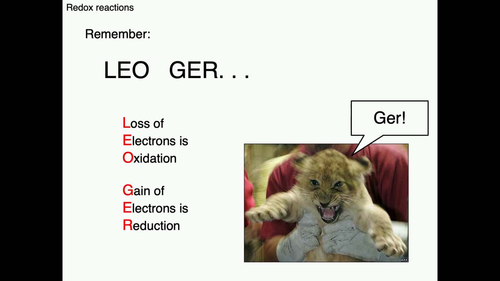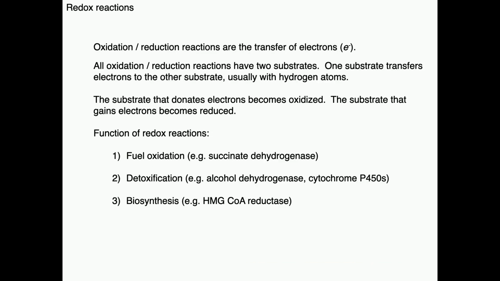Okay, so some types of redox reactions. There's three broad categories, and again, there's a little bit of overlap between them. So fuel oxidation reactions, so succinate dehydrogenase in the TCA cycle, that's an obvious example.